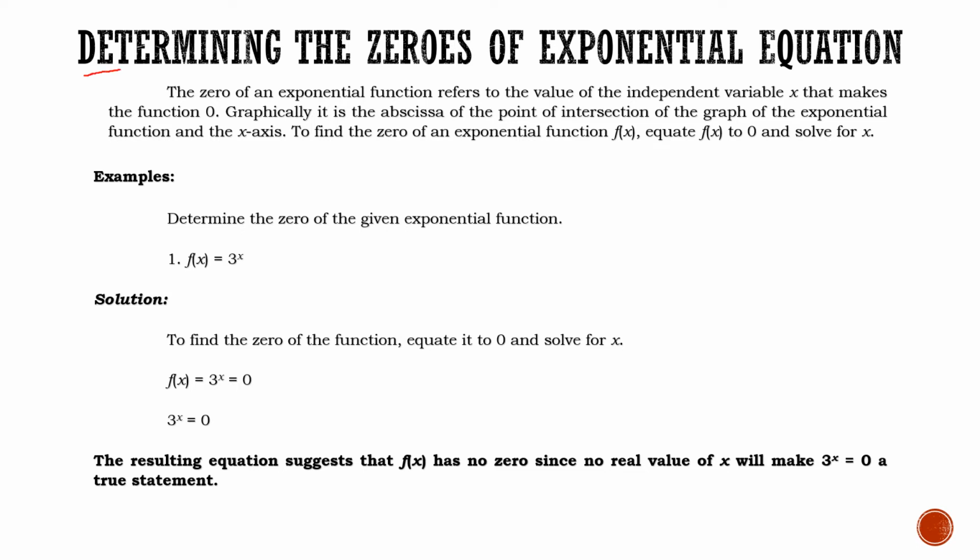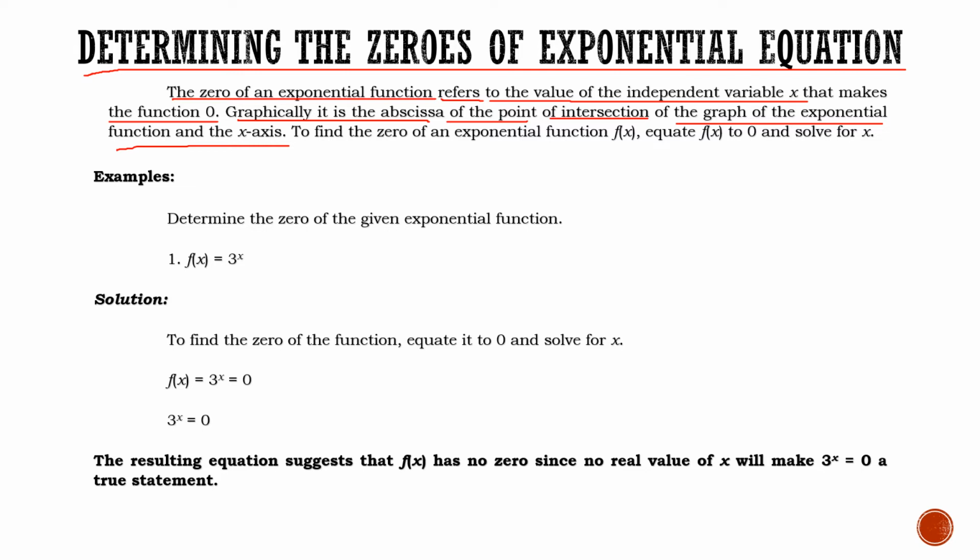So let's deal now with determining the zeros of an exponential equation. The zero of an exponential function refers to the value of the independent variable x that makes the function zero. Now, what is the value of x that makes your function equal to zero? That will be the zero of an exponential function. Graphically, it is the abscissa of the point of intersection of the graph of the exponential function and the x-axis.